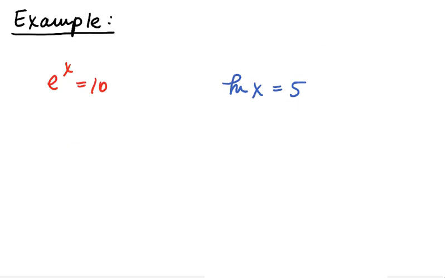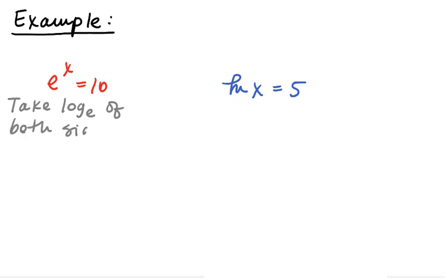Next, I've got some with base e. It's not going to really be that much different. This first one, if I've got e to the x equals 10, and I want to get that x out of the exponent, I have to use a logarithm. That's kind of the whole purpose of a logarithm, is to figure out what type of exponent I need. So I'm going to take the log with base e of both sides.